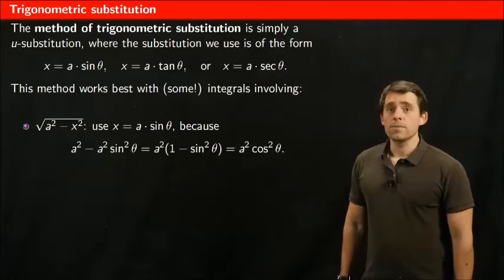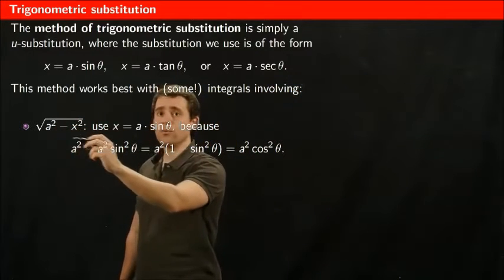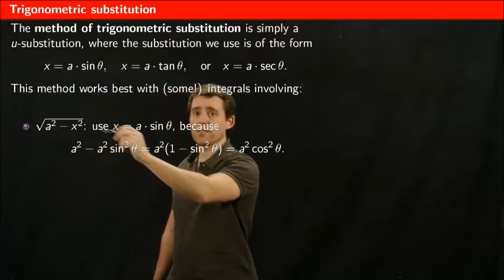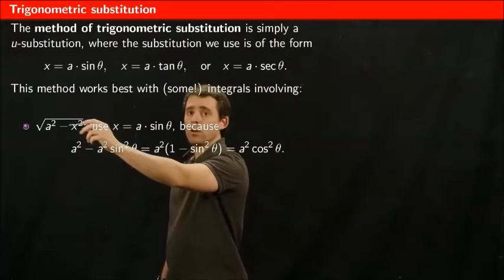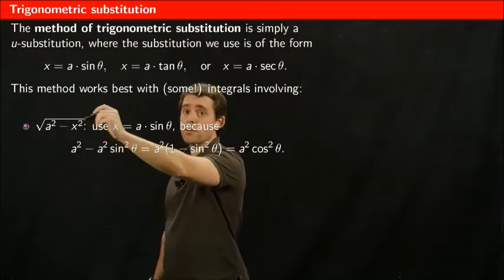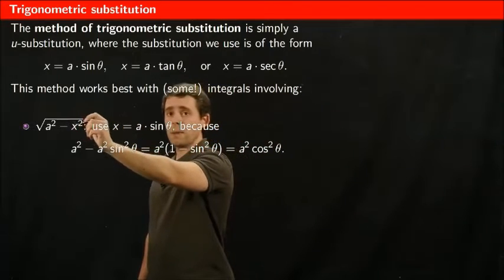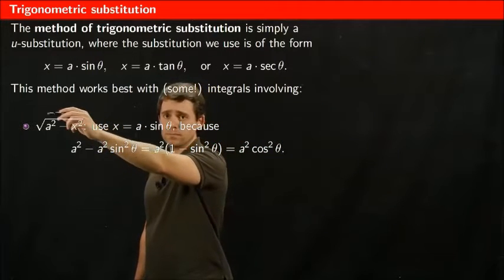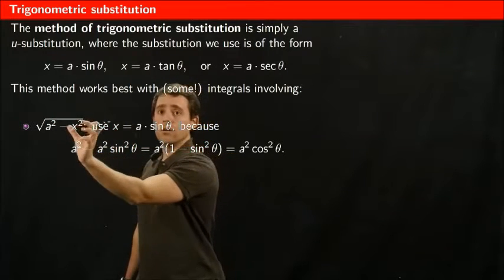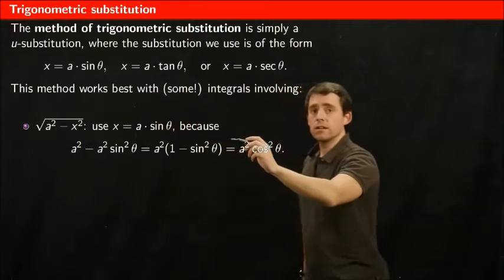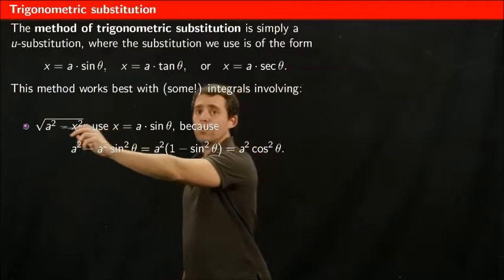The method works best when you see integrals where something of this sort appears: a square root of a constant minus the square of the variable, or a constant plus the square of a variable, or a variable square minus a constant. We'll see all three cases. When you see a constant minus the square of a variable, usually there is a square root or some power of that quantity, and then the best choice is to use a times sine theta, where a is the square root of the number that appears here.